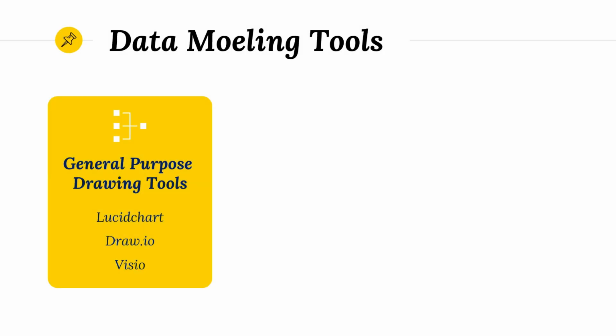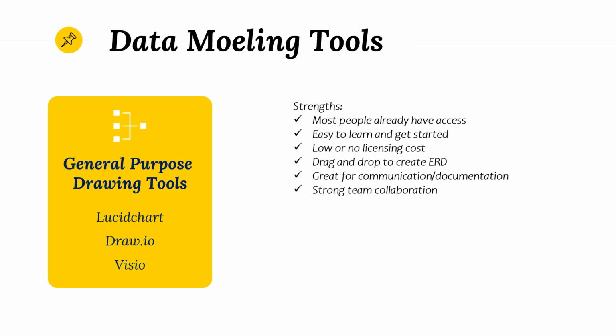These are tools that most people already have access to or have used at some point in their work or studies. They include options like Lucidchart, Draw.io, and Microsoft Visio. The key idea here is simple. These tools let you visually create ER diagrams using shapes and connectors. You drag and drop entities, connect them with relationships, and arrange everything on the canvas. They're great for communication and documentation, especially when you're discussing requirements with business teams or presenting a system design.